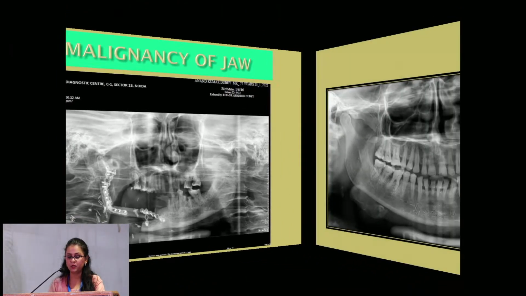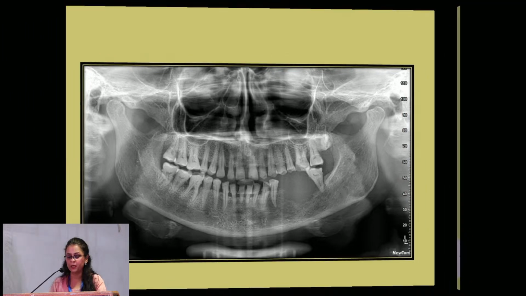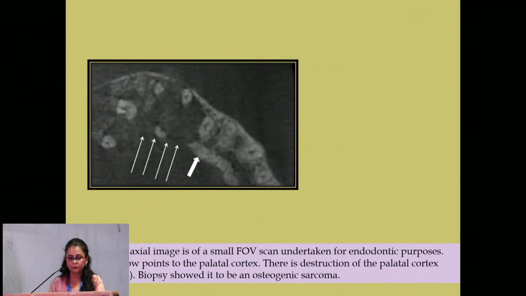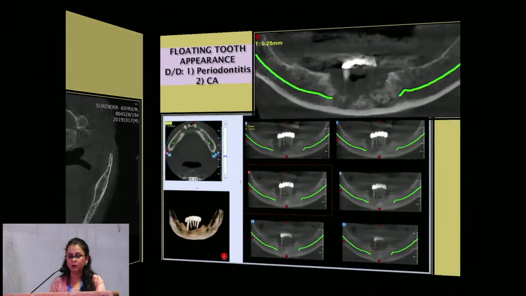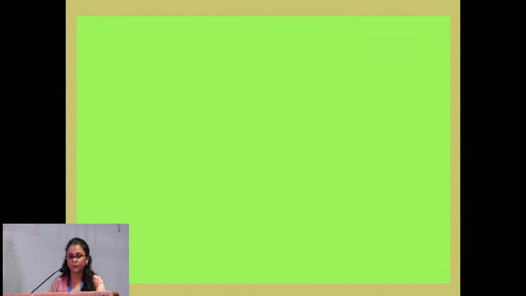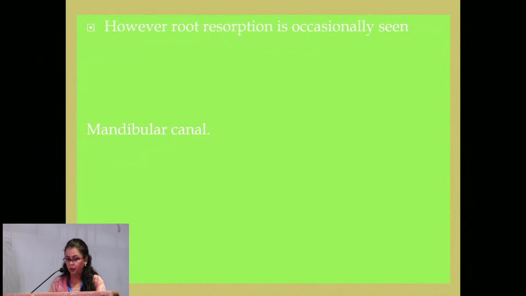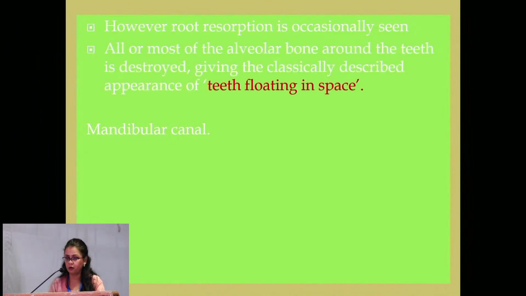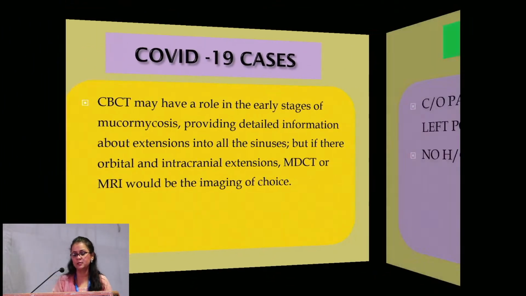Certain malignancy of the jaw. The destruction would be irregular. The tooth will show a floating tooth appearance. Your history along with your radiographic appearance make you arrive at a proper diagnosis. So let's not talk about what is exactly what, the things that you have to look for as far as malignancy is concerned.